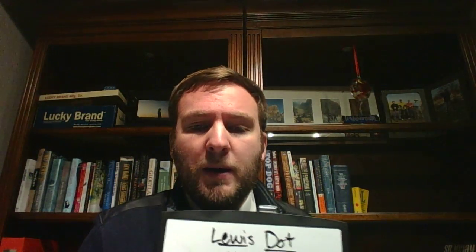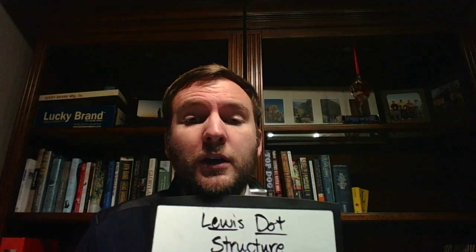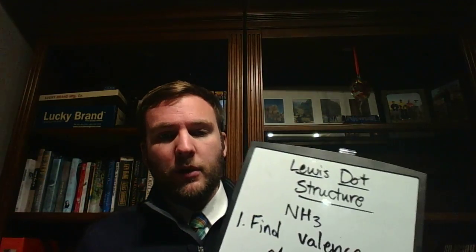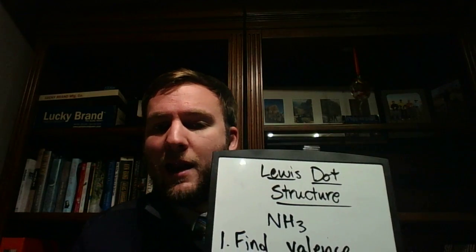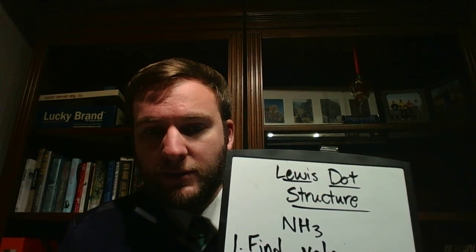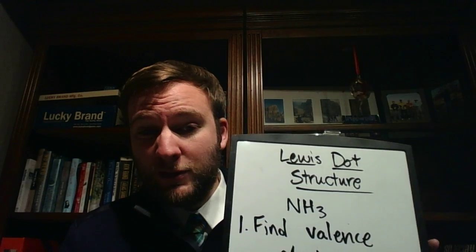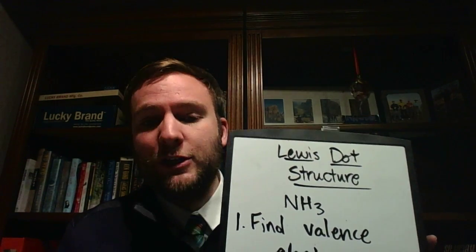Okay, welcome back. In this video, I'm going to talk about how to draw Lewis dot structures. The purpose of a Lewis dot structure is to see an element's valence electrons, and not only that, to see how they form bonds together. So first, we're going to use NH3 as an example.